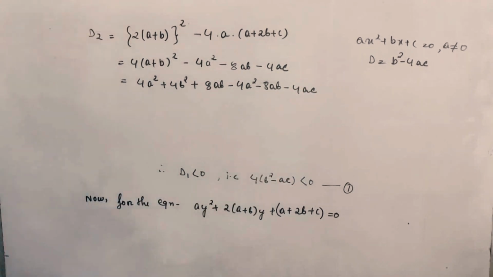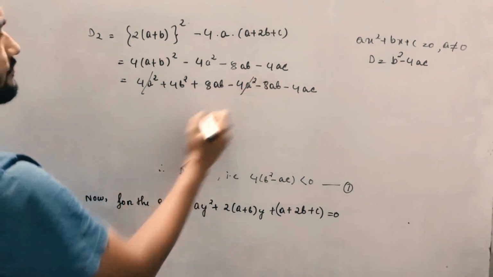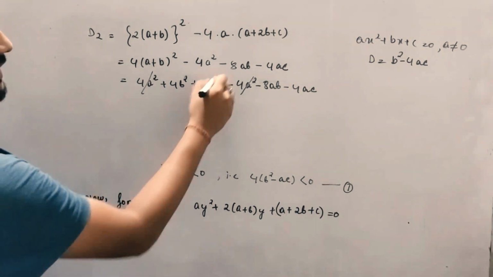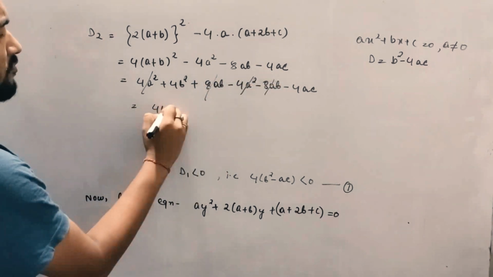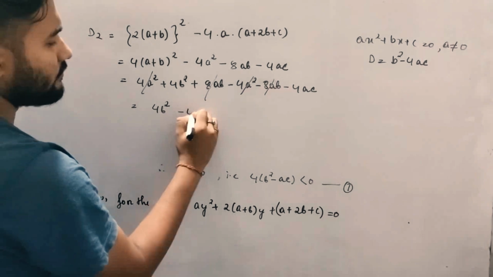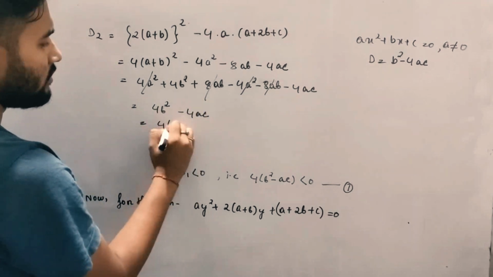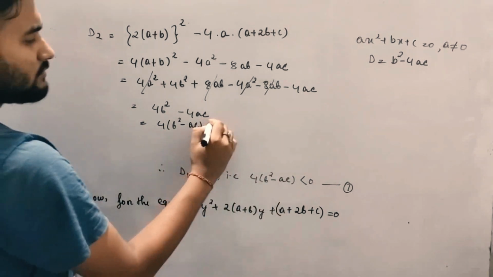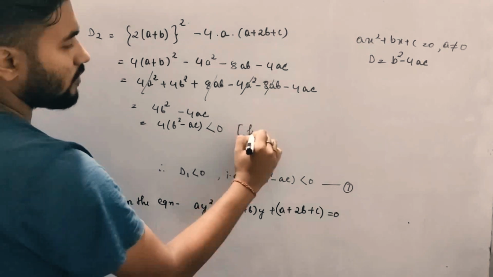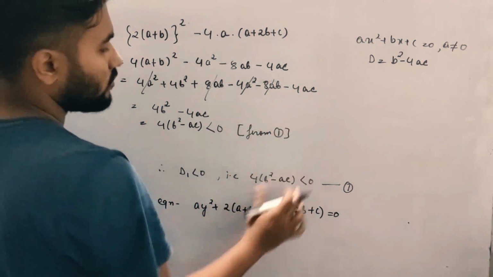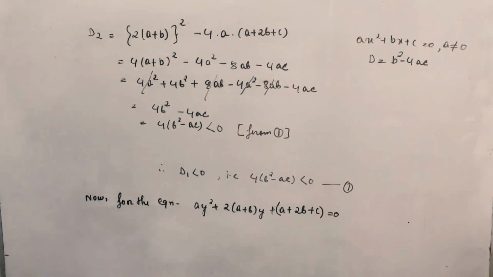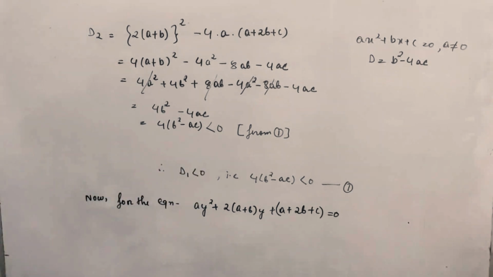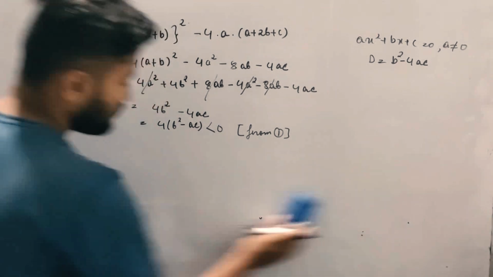So break everything. Now 4a square minus 4a square cancel. Then plus 8ab minus 8ab cancel. What is remaining? 4b square and then minus 4ac, right? So if I take 4 common, this is 4 times b square minus ac. And we know that 4 times b square minus ac is less than 0, from equation 1. So this is also less than 0. Thus we can say that d2 is also less than 0.